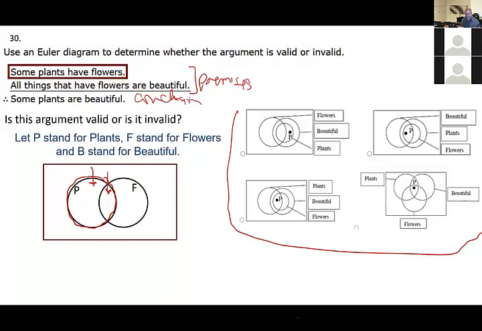So when you say some of something, you're usually using overlapping circles. When you say all of something, one circle's inside the other. When you say some somethings, they overlap. They allow for the possibility, but don't force it.